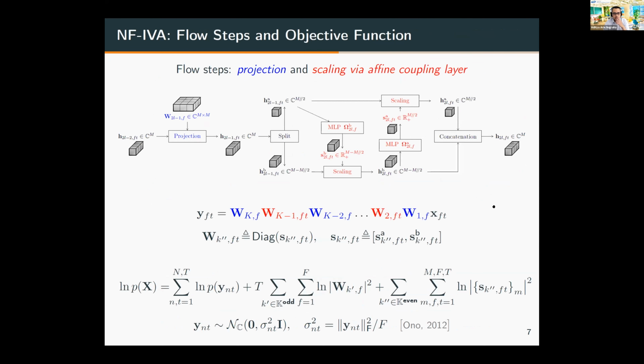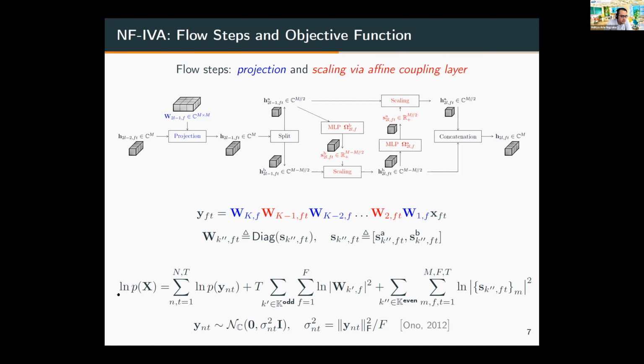Our NF-IVA uses two kinds of flow steps. The first one is time-invariant projection, and the second is time-varying scaling via an affine coupling layer. The time-varying scaling is performed using the diagonal matrix over here, whose diagonal entries are estimated using a feed-forward neural network denoted by omega here. So in IVA, we obtain Y_ft by performing multiple projections and scalings to X_ft.